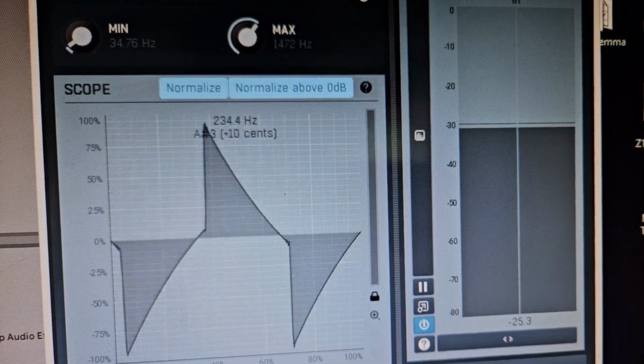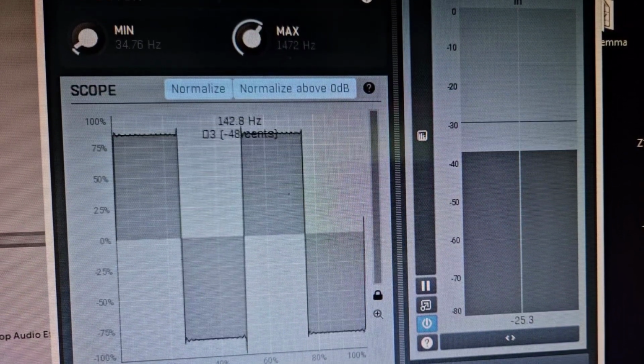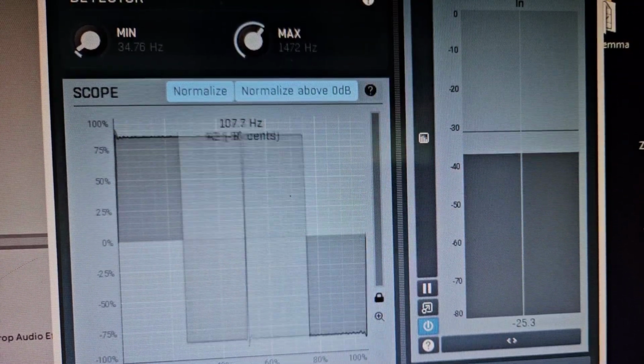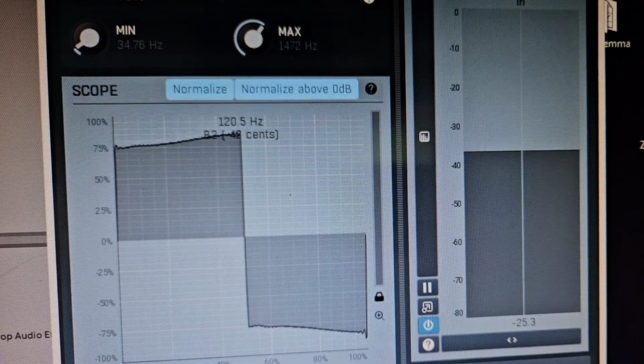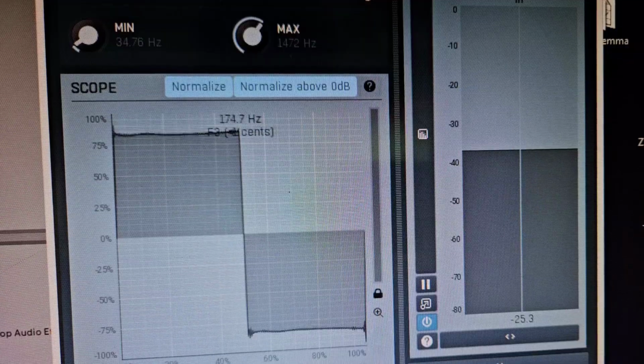Too early, a bit similar to the 8 inch. Too late, similar to the 8 inch. And random EQ, hardly touching it there, it's only 1 dB I guess, 1 or 2 dB.